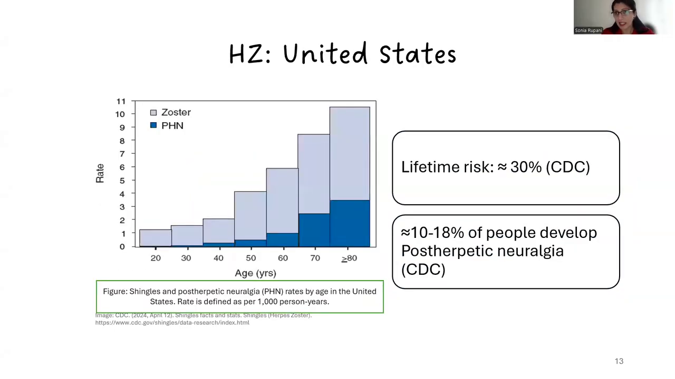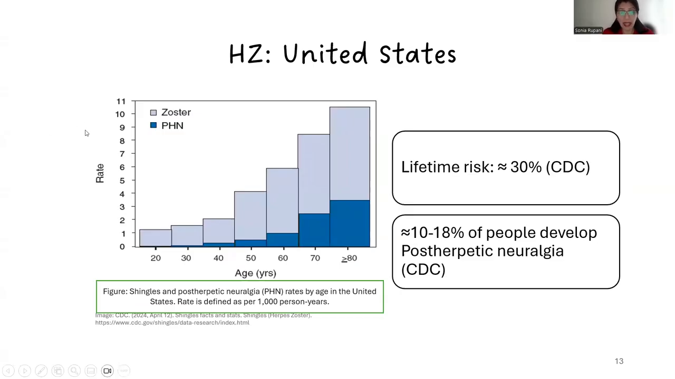According to the CDC, the lifetime risk of herpes zoster is about 30%. And for those who have herpes zoster, the risk of developing post-herpetic neuralgia, which we're going to discuss in detail, is about 10 to 18%. It is one of the complications. We also know that the risk of complications increases with age.